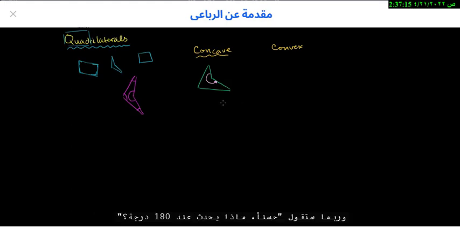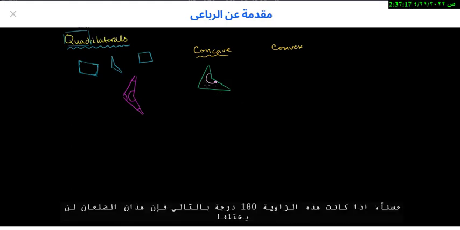The other type of quadrilateral you can imagine is when all of the interior angles are less than 180 degrees. And you might say, wait, what happens at 180 degrees? Well, if this angle was 180 degrees, then these wouldn't be two different sides. It would just be one side, and that would look like a triangle. But if all of the interior angles are less than 180 degrees, then you are dealing with a convex quadrilateral.